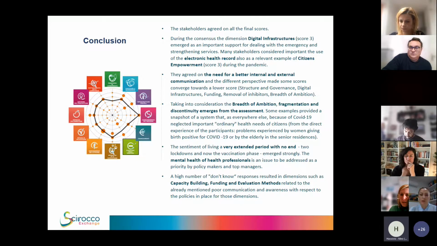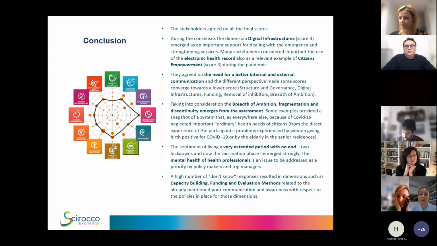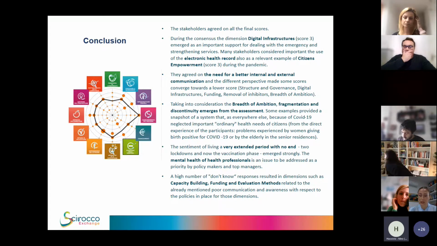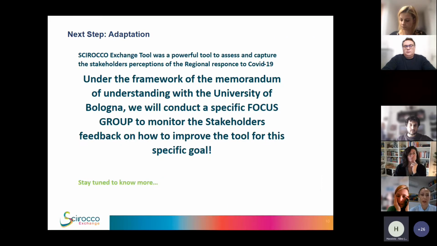In my opinion, the most important factor was the sentiment of living a very extended period with no end to lockdowns and now the vaccination phase that emerged strongly. The mental health of health professionals is an issue to be addressed as a priority by policymakers. And last but not least, we registered a high number of "I don't know" in some dimensions such as capacity building, funding, and evaluation methods, that is linked with the poor internal communication that I have already mentioned.